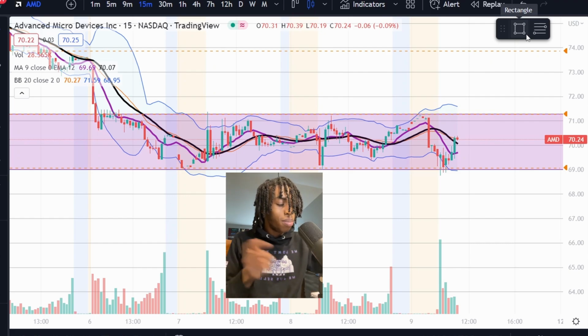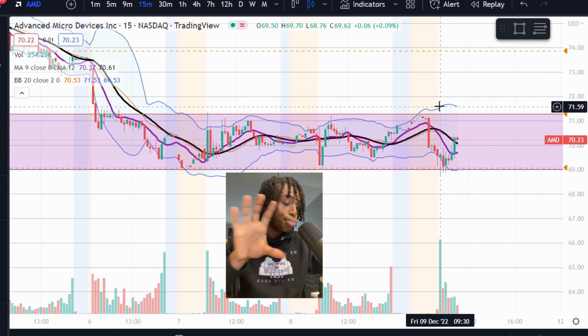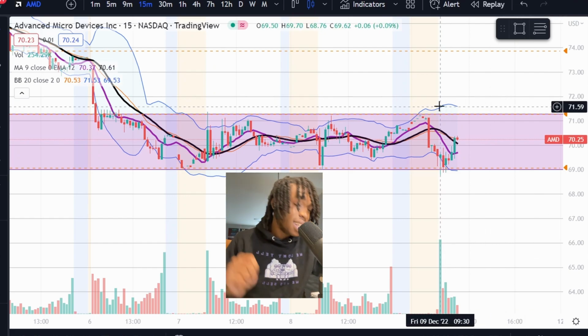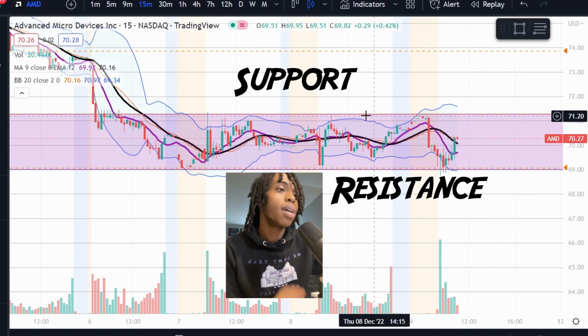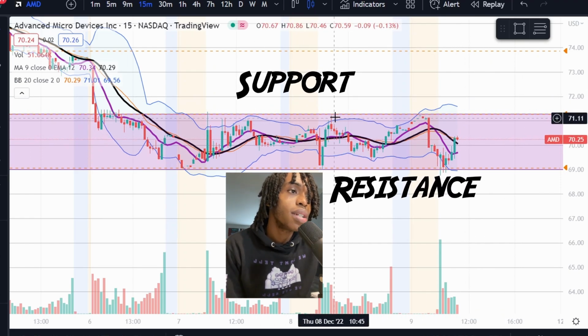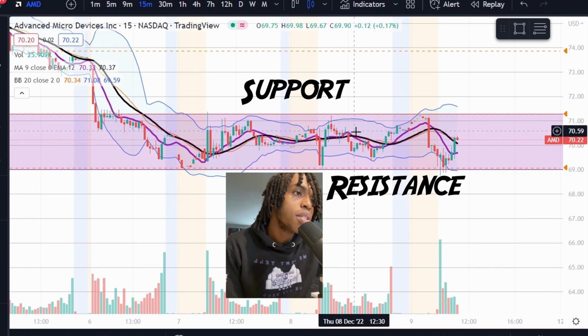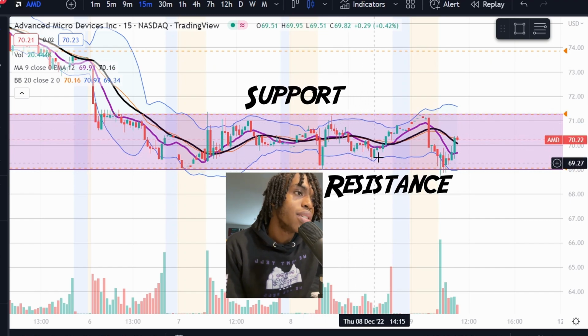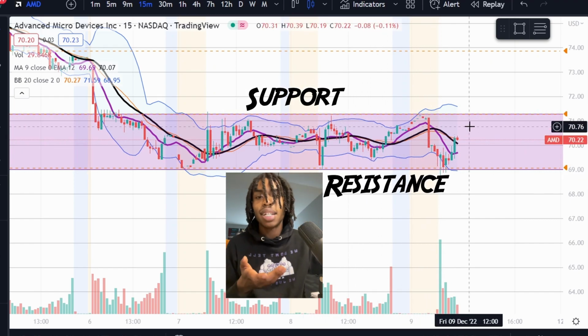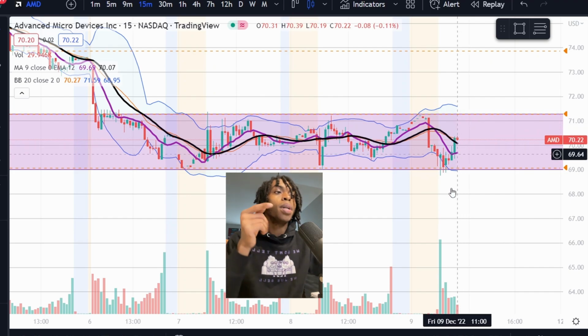Once you put your box around this consolidation range, you're gonna watch the very top and the very bottom. And this is what I mean. You see when it bounces off here, it's gonna find its way back down. And then when it goes down, it's gonna find its way back to the top. Consolidation is it bouncing from the top to the bottom.